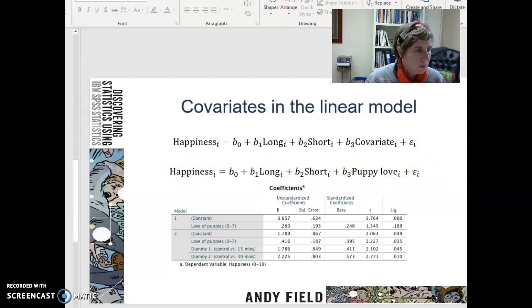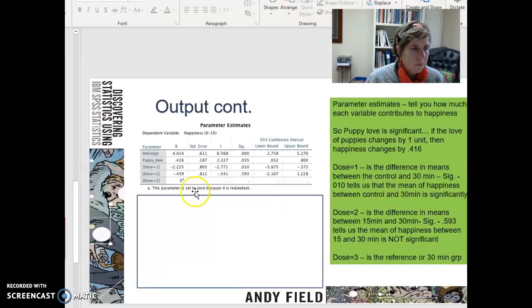All right, so I'm going to scroll all the way back down here. All right, so these values right here are the values that can be used ultimately to predict happiness. All right, and so we know when we look at puppy love is significant. So when the love of puppies changes by 1 unit, the happiness changes by 0.416, and that's significant.